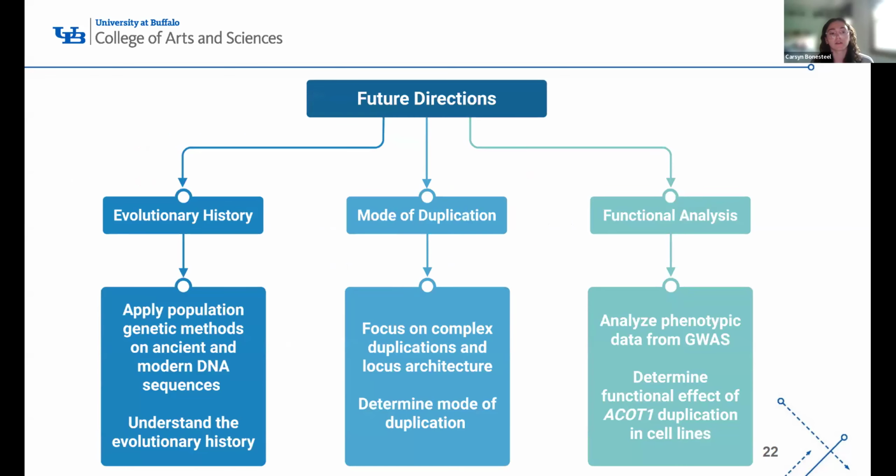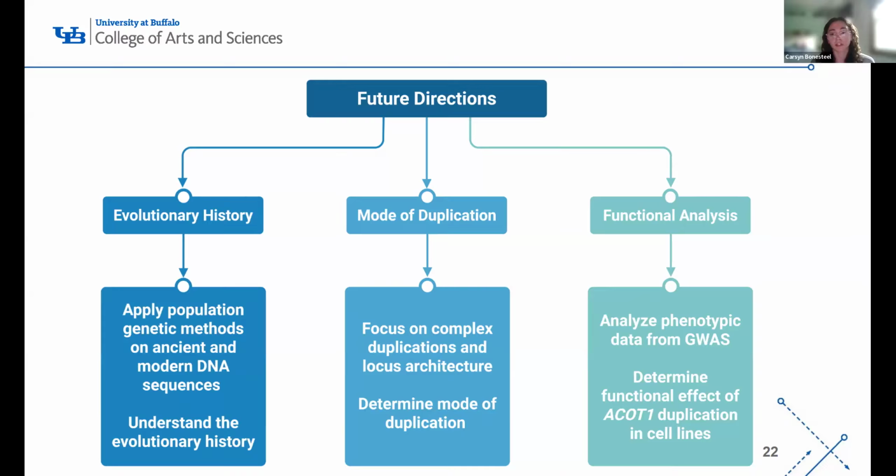So moving forward in this ongoing project, we are currently focusing on wrapping up the evolutionary history. So we're analyzing selection patterns and focusing on how ACOT1 copy number has changed over space and time by analyzing ancient DNA. We're also looking into the mechanism of duplication that has produced the variation we see today, specifically in the complex haplotypes that underwent a secondary mutational event.